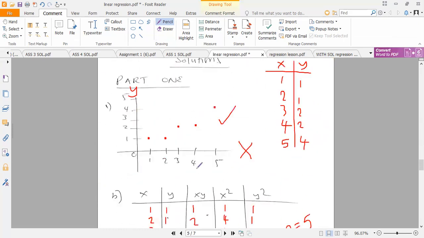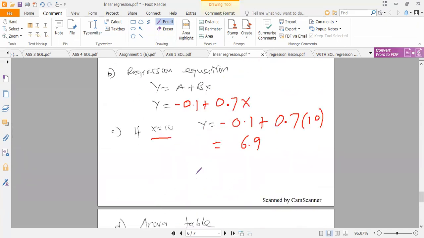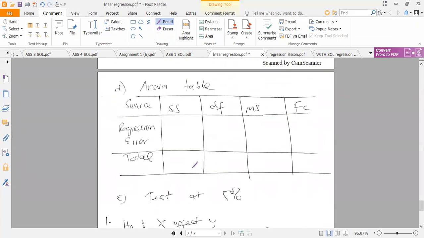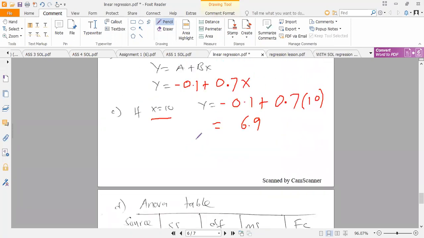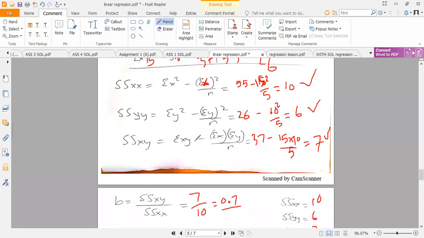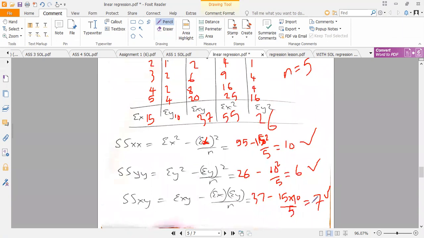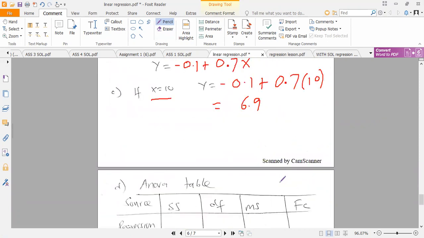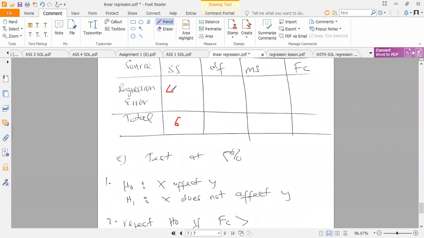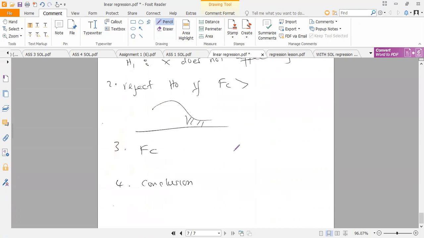So when you go to our computation here, you discover that our sum of square total was 6. Then sum of square regression is xy squared over xx. When you square this one, 7 squared is 49 divided by 10 is 4.9. So I'll explain this at a later time. For now, I just want to concentrate on these parts that are to do with regression.